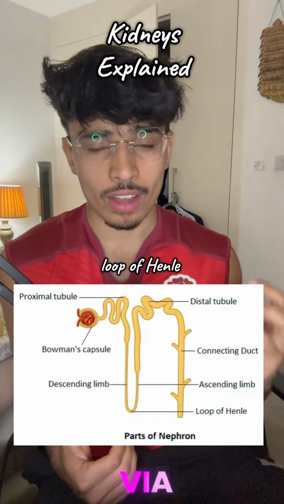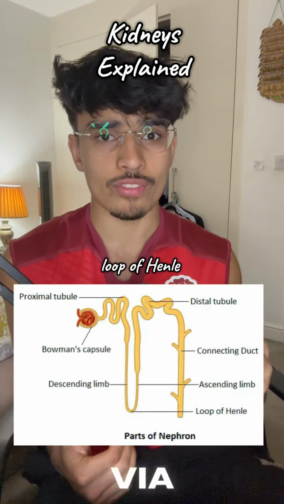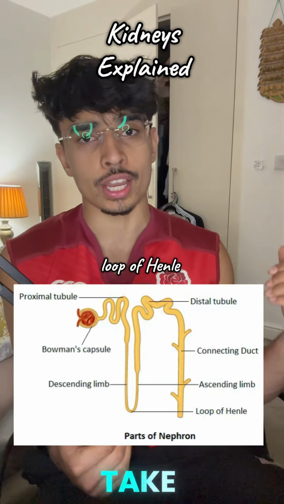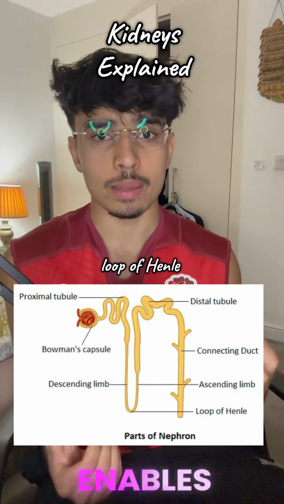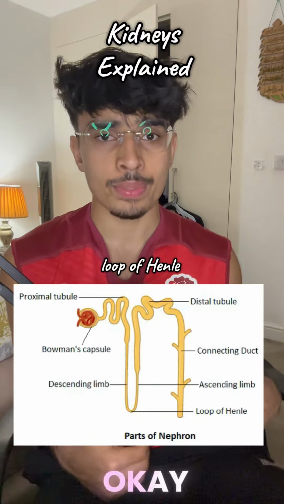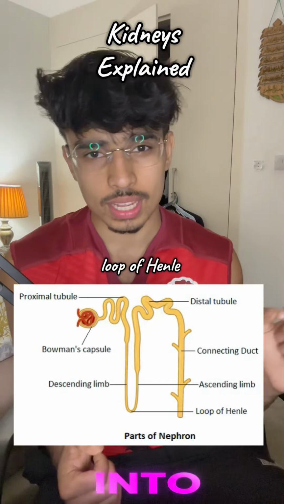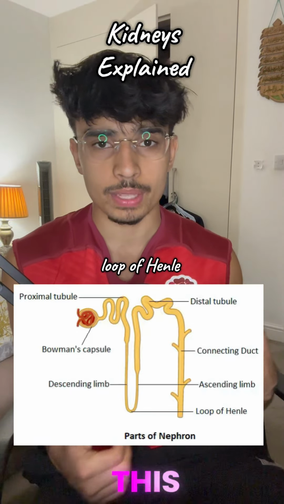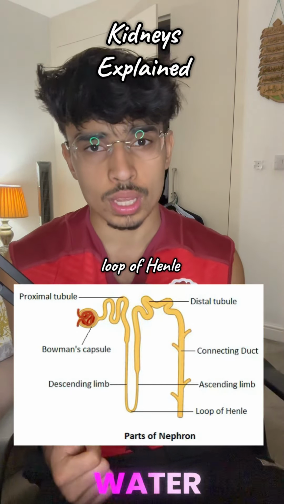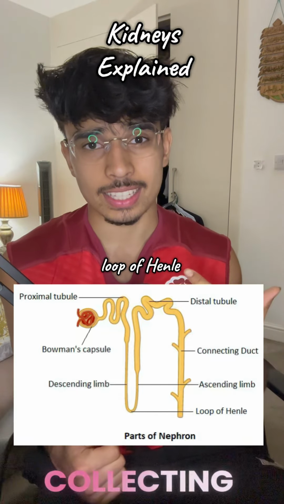Water then moves via osmosis from the descending limb into the medulla. So osmosis enables this to occur, and essentially this enables water to be reabsorbed into the blood. Okay, the longer the water potential gradient is maintained for, the more water is reabsorbed via osmosis. Sodium ions also diffuse into the descending limb, and this whole process of water reabsorption causes water to leave the distal convoluted tubule and the collecting duct via osmosis.